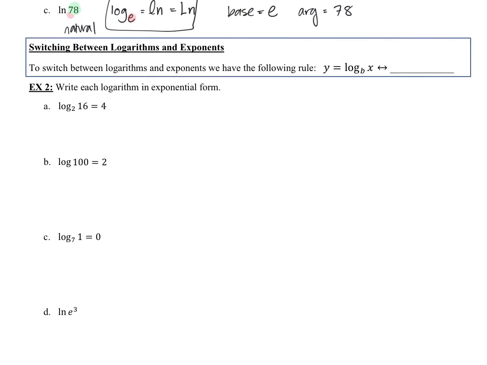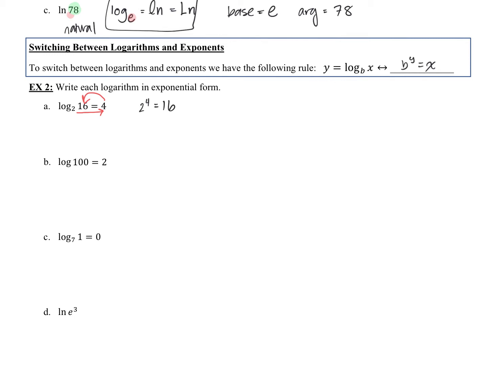All right, so switching between logarithms and exponents. To switch between logarithms and exponents, we have the following rule. y equals log base b of x is the same thing as b to the y power equals x, which we kind of saw previously. So we're going to switch from logarithmic to exponential form. And what I like to do, if we have the log on the left-hand side, I use some arrows. The base to the answer, and we'll skip back over, is 16. So this is saying 2 raised to the 4th power is equal to 16. And I have just switched from logarithmic to exponential form.